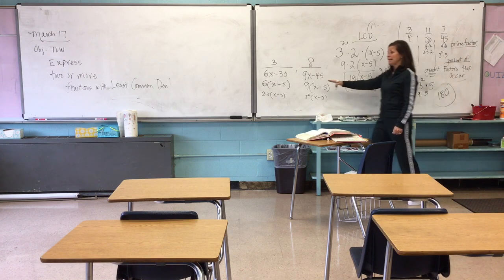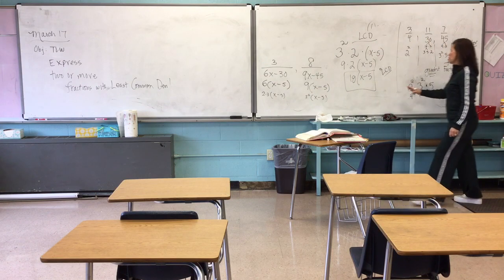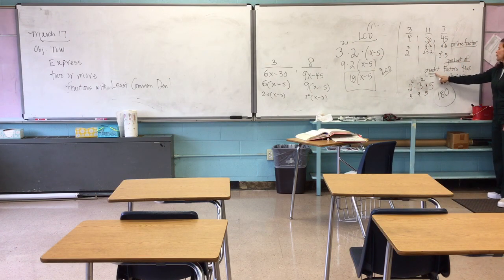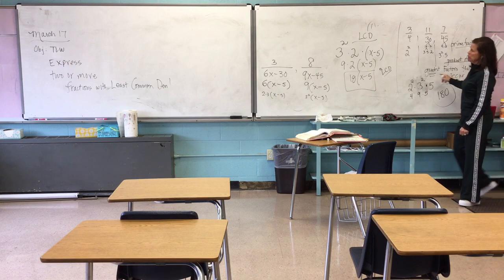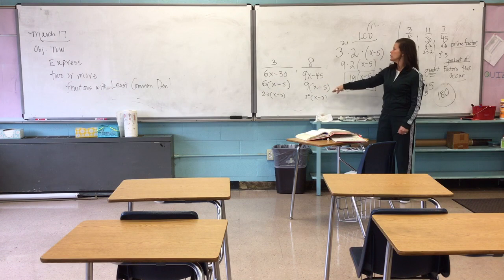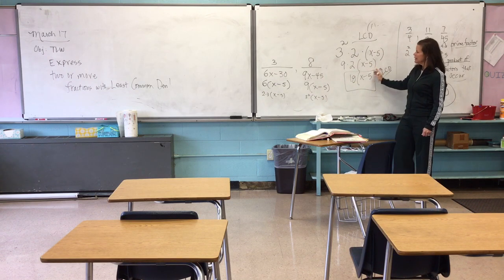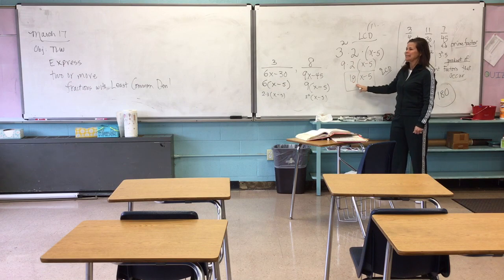I took my denominators. I prime factored. Then I use these words, the product of the greatest factors that occur. 3 occurs, I took the greatest. 2 occurs, x minus 5 occurs. Then I did the multiplication of them and got 18 times x minus 5.